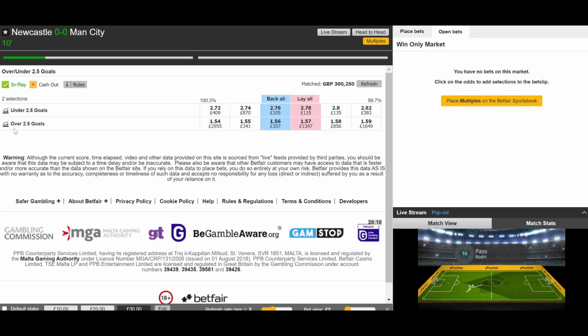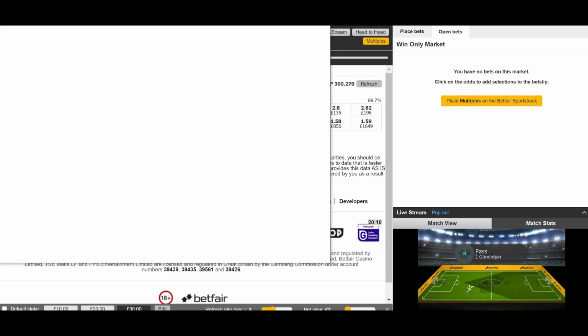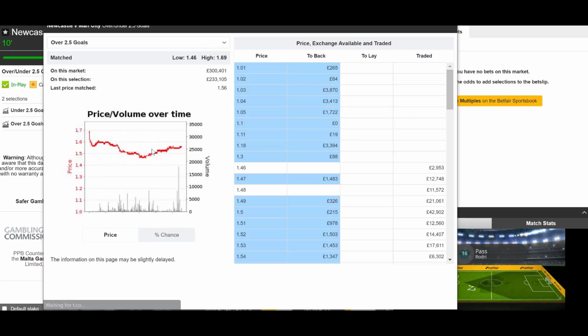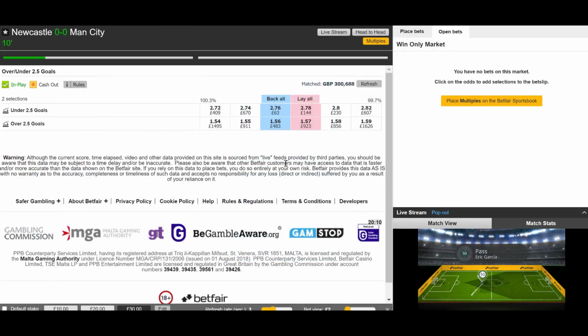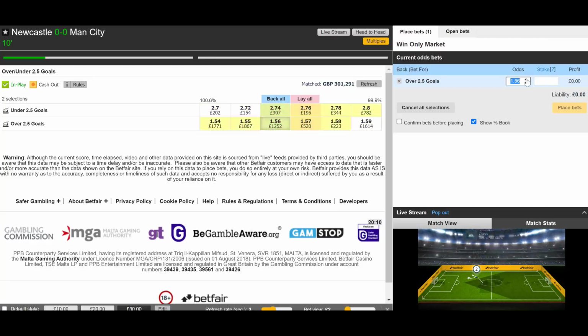So we just hit the 10-minute mark in this one, Newcastle against Man City. It is 0-0. It has been an action-packed start, as you would expect, and the price on over 2.5 goals has steadily risen. It hasn't risen as much as you might want due to the action-packed start. That's very common in football trading. But anyway, we're going to start to drip this stake into the market.